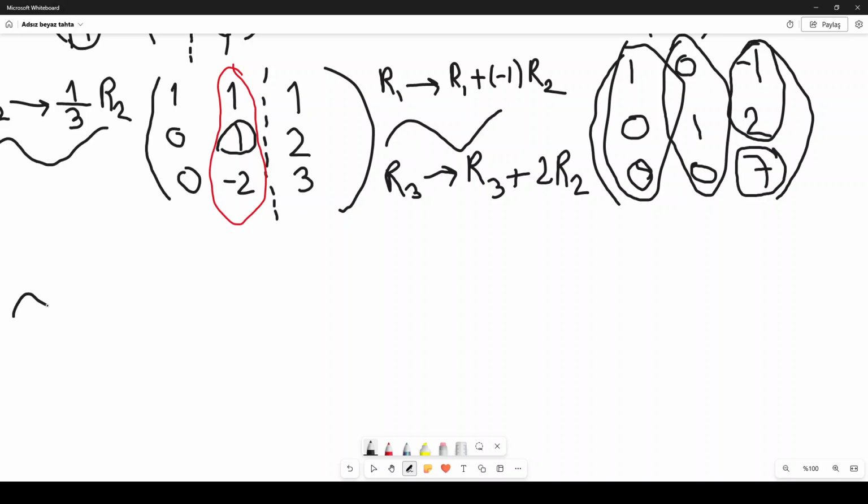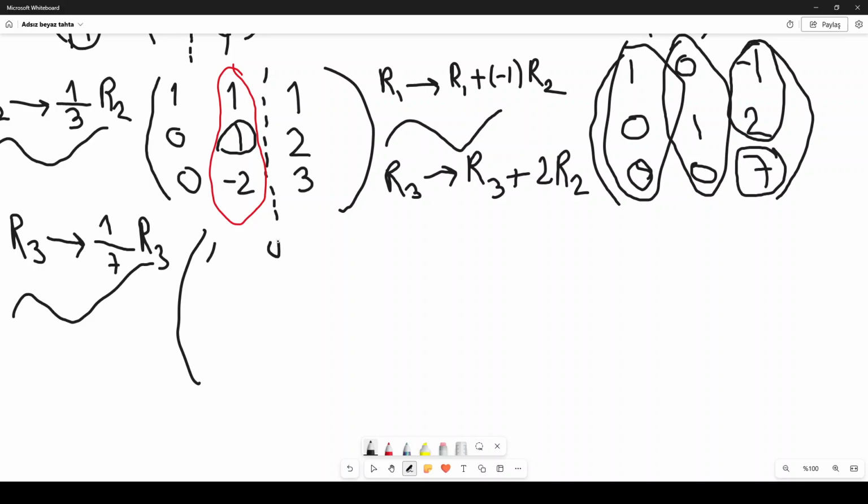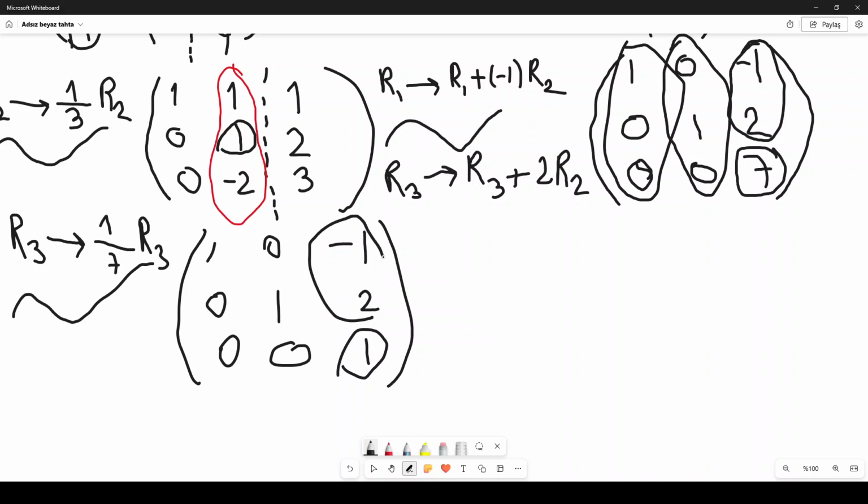So first of all, let's change the last row with a simple elementary row operation where we put 1 over 7 times R3 instead of R3. Okay, so now we got 1, 0, minus 1, and 0, 1, 2, and 0, 0, 1. That's good. That's a huge step to take. Now we got the leading entry 1, but we also need to eliminate these values, right?